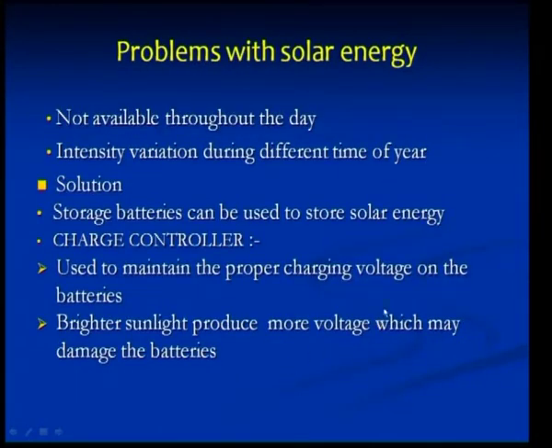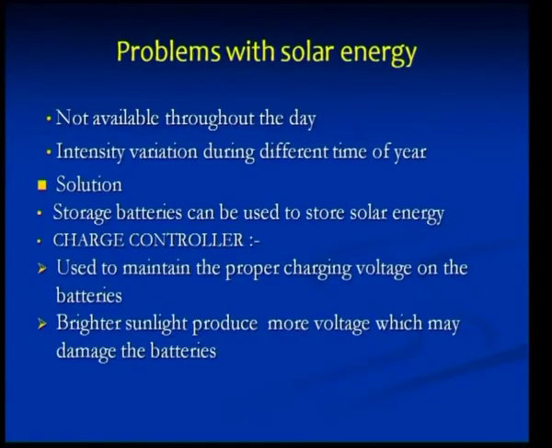Now, there are certain problems associated with solar energy, of course. To look into a few of them, it is not available throughout the day. It is not there during the night time, and during the winter season, depending on climate and weather changes, it is not available throughout the day. The second important problem is the intensity variation during different times of the year. Every day is not going to be equal. The intensity of the sunlight varies from one day to another, from one period to another, from one season to another. Throughout the year, it is not going to be uniform.